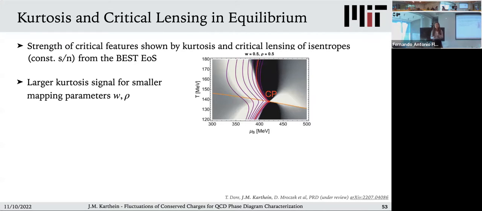So if you have no viscosity, in the absence of viscosity, you would have these isotherms which show you the trajectories through the phase diagram. What's really interesting is that near a critical point, you have this lensing effect. So you have a stronger concentration of isotopes as you approach the critical point, and this is something that we can also see changing as we change the equation of state.